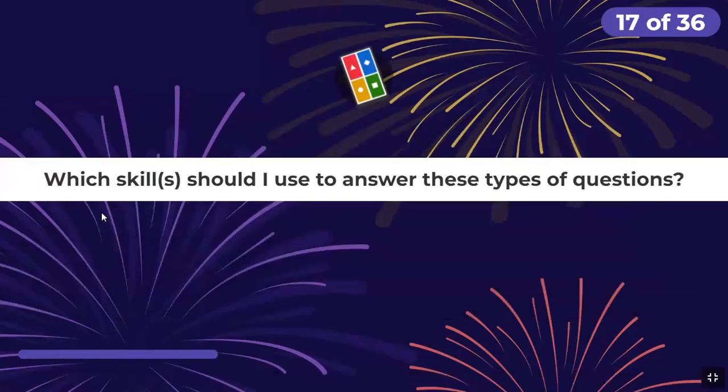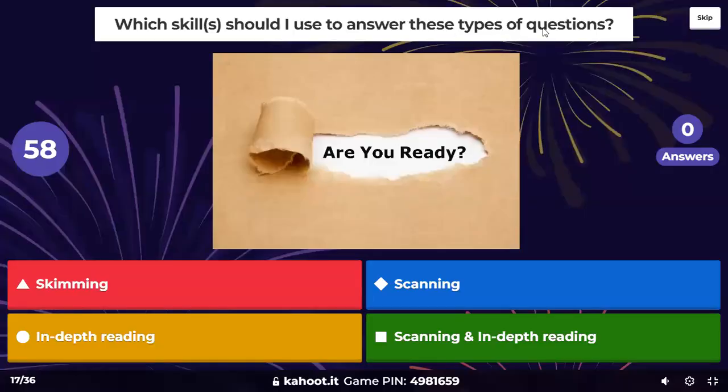application. No problem. Now, which skill or skills should I use to answer these types of questions? Now, the question has already been answered by Khawla. She answered the question. So, is it skimming alone, scanning alone, in-depth reading alone, or scanning and in-depth reading? Khawla has already answered the question.